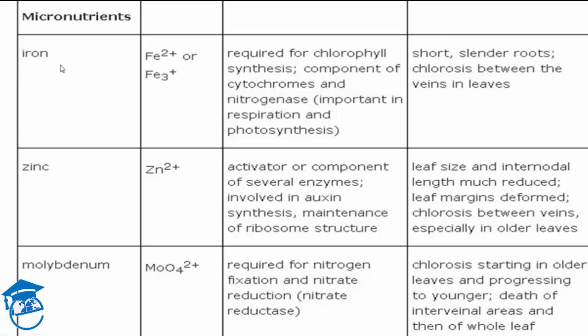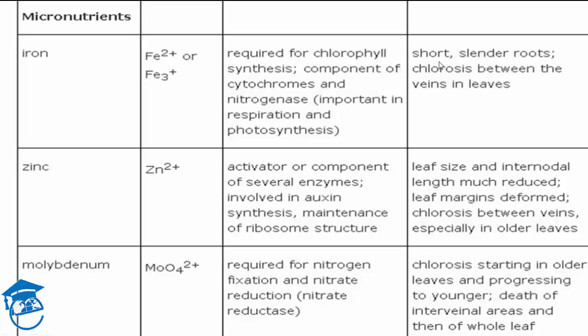Iron is absorbed in the form of Fe2+ or Fe3+, that is, ferrous and ferric. Now what's the role of iron, students? Iron is required for chlorophyll synthesis. Iron is a component of cytochrome and nitrogenase, which are important in respiration and photosynthesis, students. Now, what are the deficiency symptoms of micronutrients?